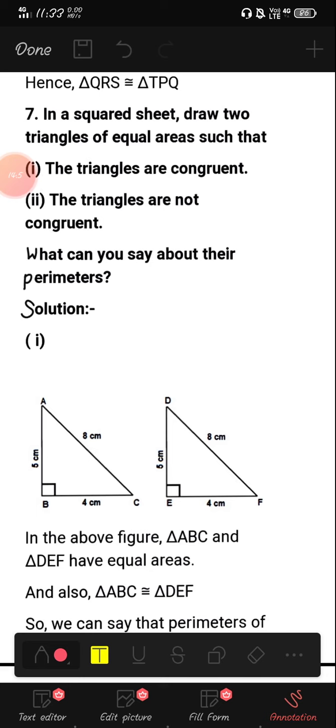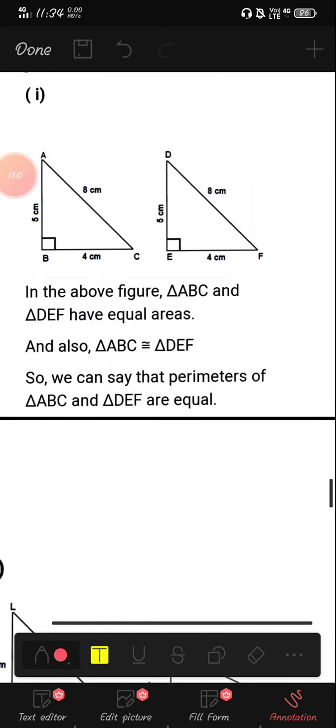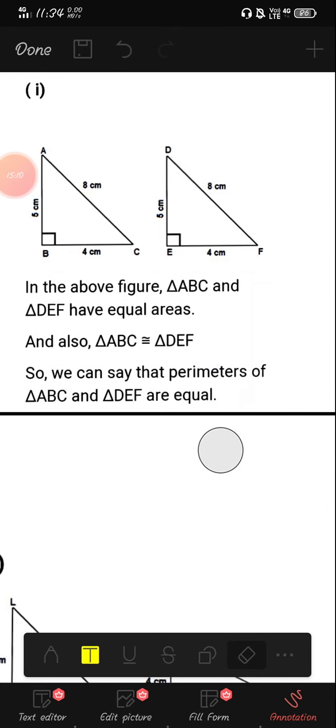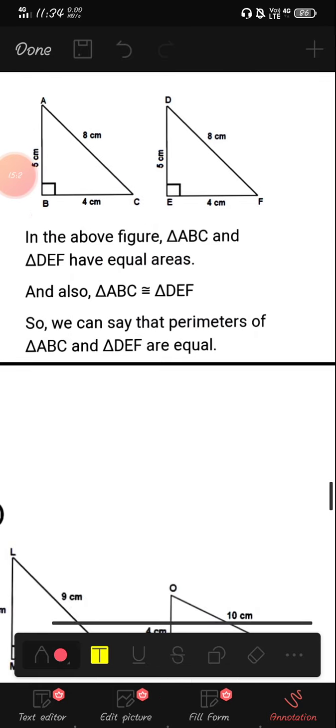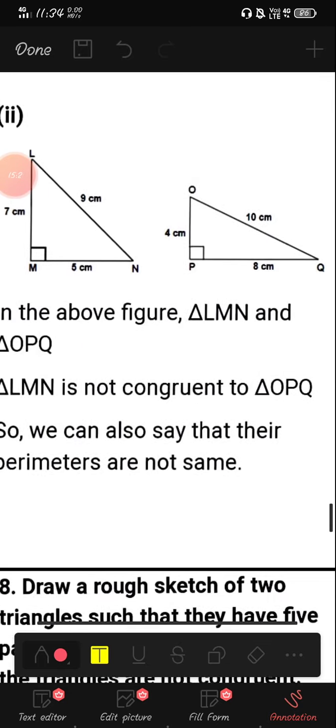Question number 7, in a squared sheet draw 2 triangles of each area such that the triangles are congruent, and the triangles are not congruent. Okay, so first we will take the triangles that are congruent. If the triangles are congruent, that means all the sides of the triangles should be the same. So in the above figure, triangles ABC and DEF have equal areas. If the triangles are congruent, that means they have equal areas.